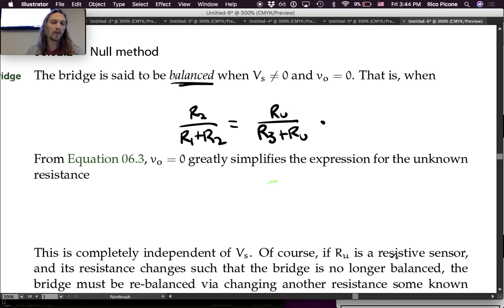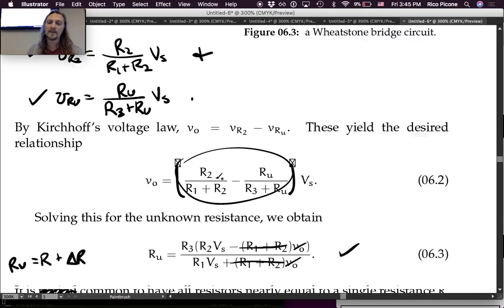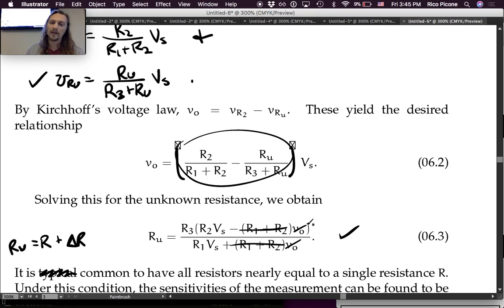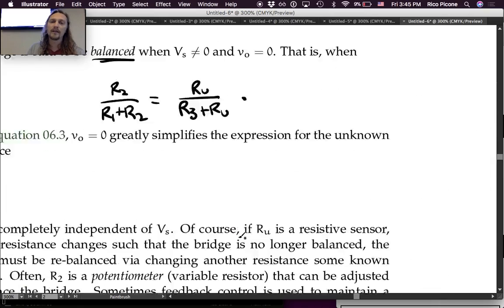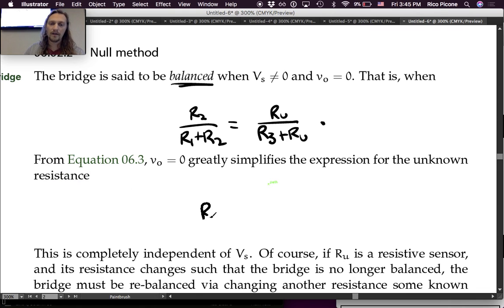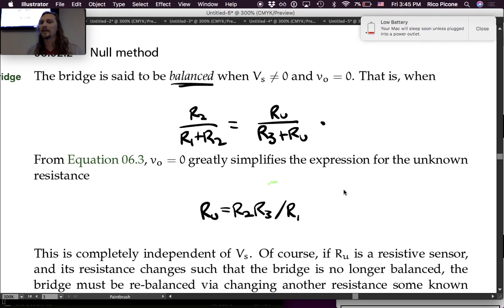From equation 6.3, V out being equal to 0 greatly simplifies the expression for the unknown resistance. So 6.3 is this one, right? If V out is 0, these terms are 0, Vs cancels, and we're left with Ru being equal to R2, R3 divided by R1. Now, this is nice from an analytical point of view for a couple of reasons.